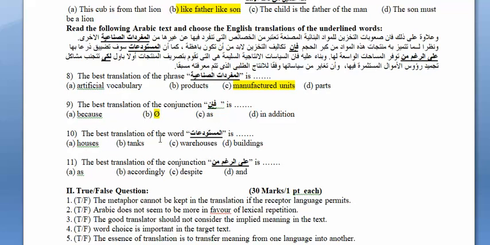The best translation of the word مستودعات. مستودعات, houses, tanks, warehouses, buildings. The best one, warehouses. The best translation of the conjunction على الرغم من, as, accordingly, despite, and despite.